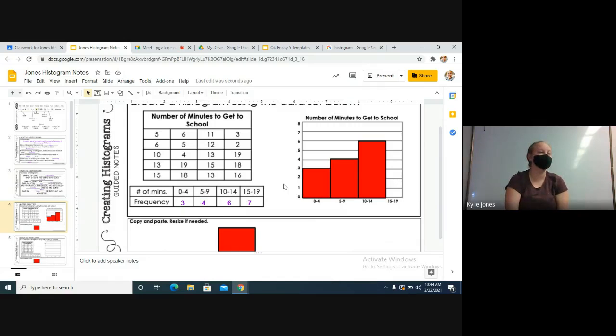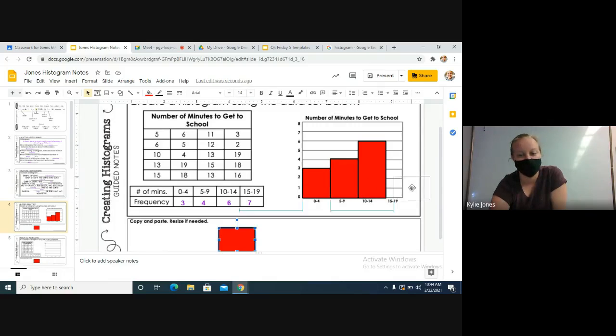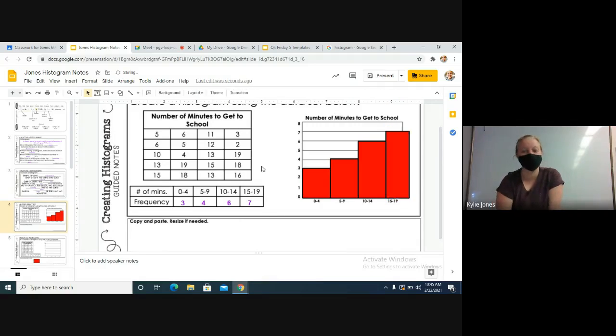What's our last one? Yep. For the kids that walk 15 to 19 minutes, there are 7. So we're going to need to make that skinnier again as well. I did not make these even. Do your best. I'm going to make mine a little bit wider. Just make them as close as you possibly can to as wide as they need to be, but make sure that they are as tall as they should be. They do need to be a specific height to tell you how many kids are in those categories. Okay?